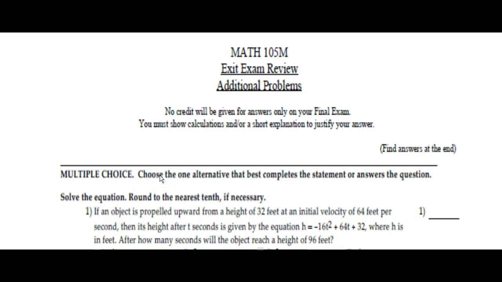Now we've added some questions to the exit exam. So we're going to give you a few more problems to show you what the work would be like to allow you to earn full credit. Now there's only 25 questions total, but again, this is a review stressing strategy and the work needed to get full credit. And that's what they're saying here.